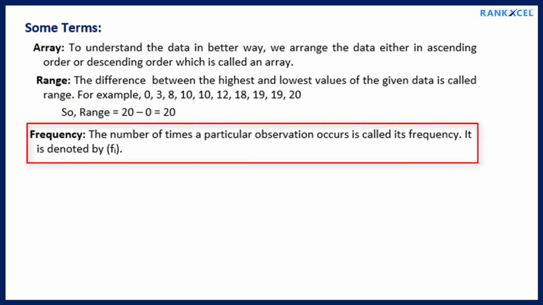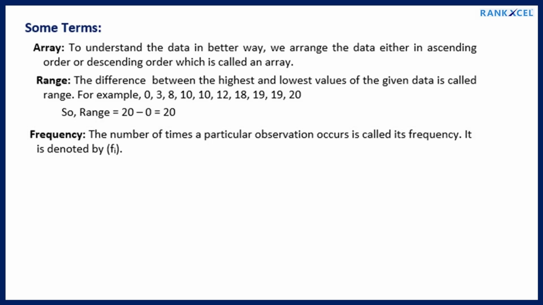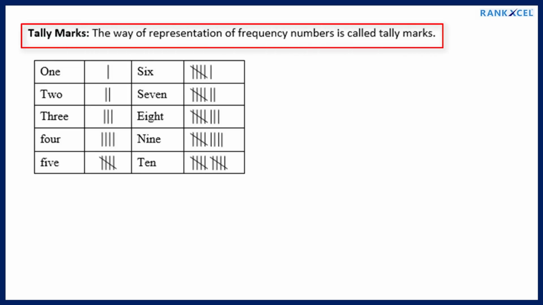Frequency. The number of times a particular observation occurs is called its frequency. It is denoted by f. Tally marks. The way of representation of frequency numbers is called tally marks.